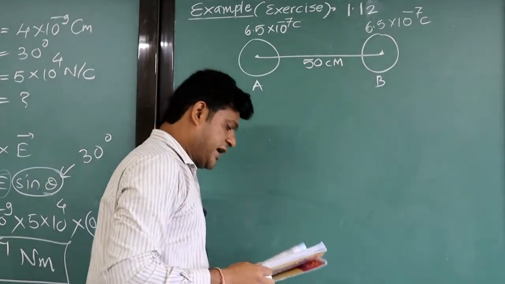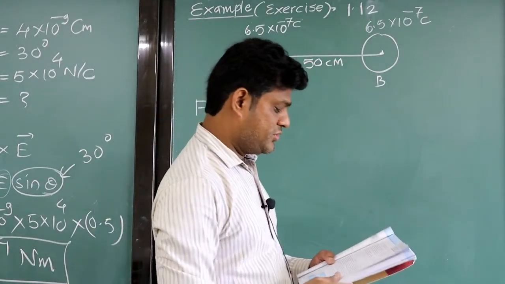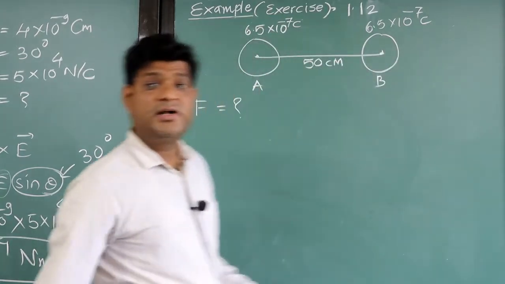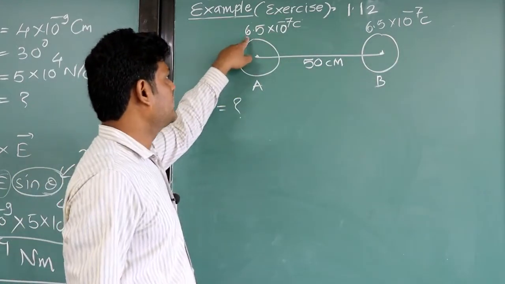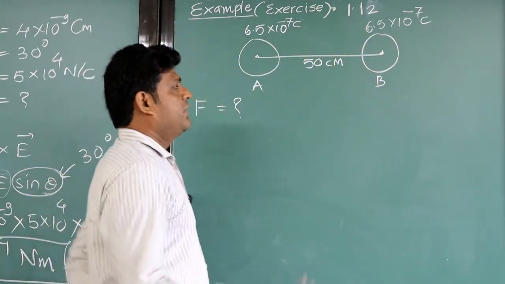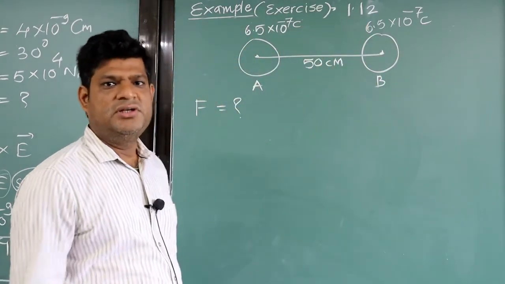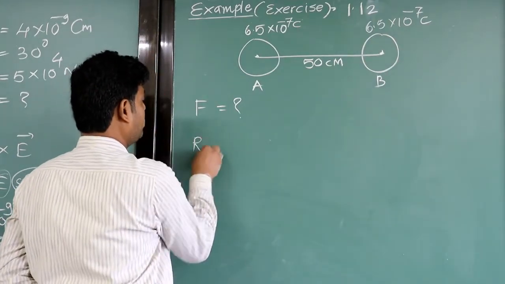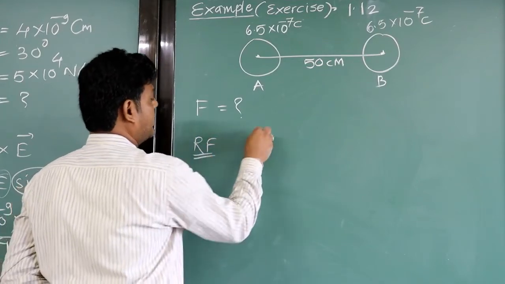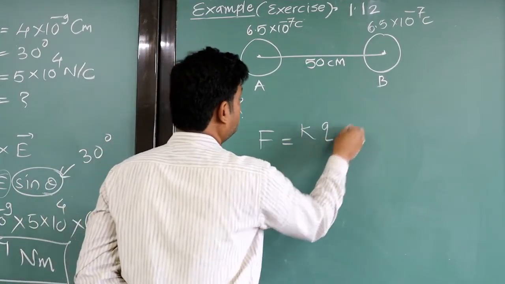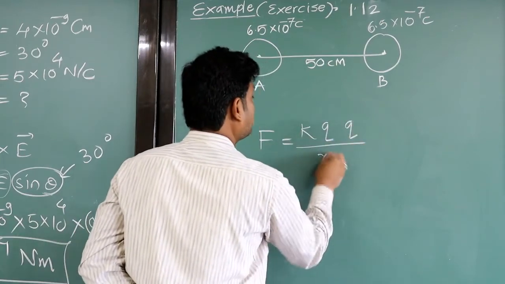And the radii of A and B are negligible as compared to the distance of separation, right? The charge on both spheres is the same. Charge on A is 6.5, charge on B is also 6.5. So calculate the force. It's a very simple question. Already we have calculated, right? So F equal to, the required formula, repulsive force F equal to K Q divided by R square.